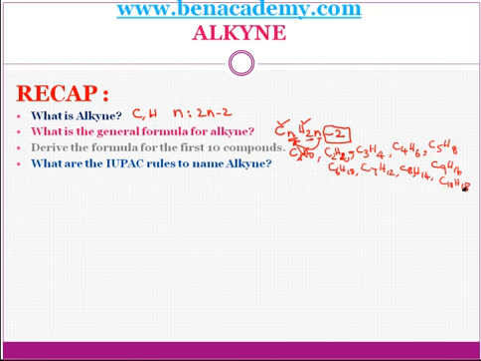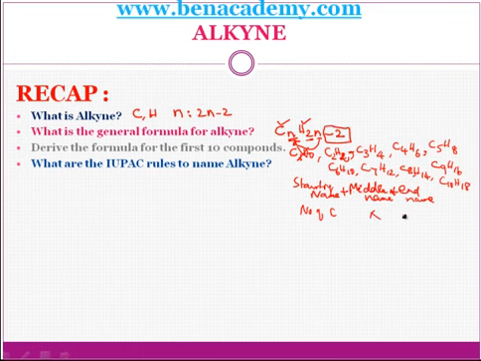Then what are the IUPAC rules to name the alkyne? Already we have learned it has 3 steps. First we find the starting name, then the middle name, then the end name. Starting name plus middle name plus end name. Starting name depends on the number of carbons. There is no middle name. The end name is yne. You have already learned the number of carbons and its name.